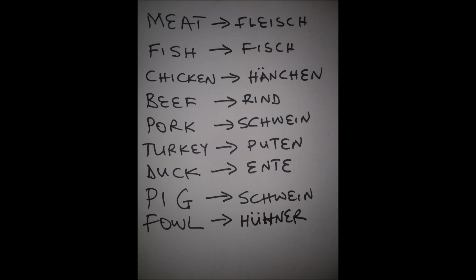So beef. Beef is Rind. Sometimes they say Rindfleisch. That is beef meat. It's Rindfleisch, but beef is Rind. Pork is Schwein. Turkey is Puten, or you say Putenfleisch. Schweinefleisch. Duck. Duck is Ente. Pig is Schwein. The fowl is Huhn. And more than one is Hühner.